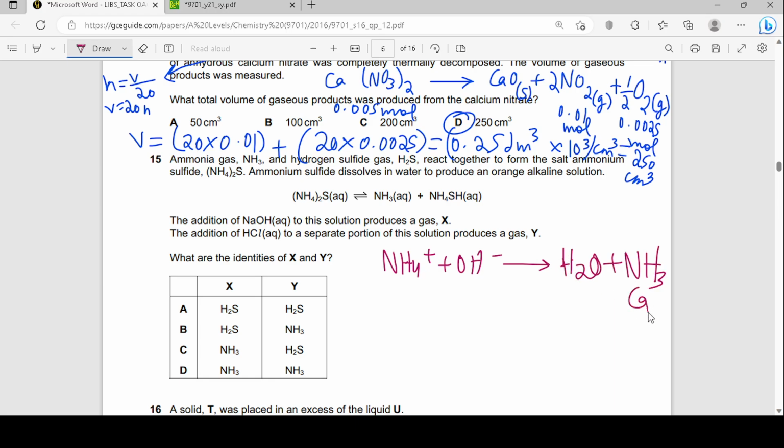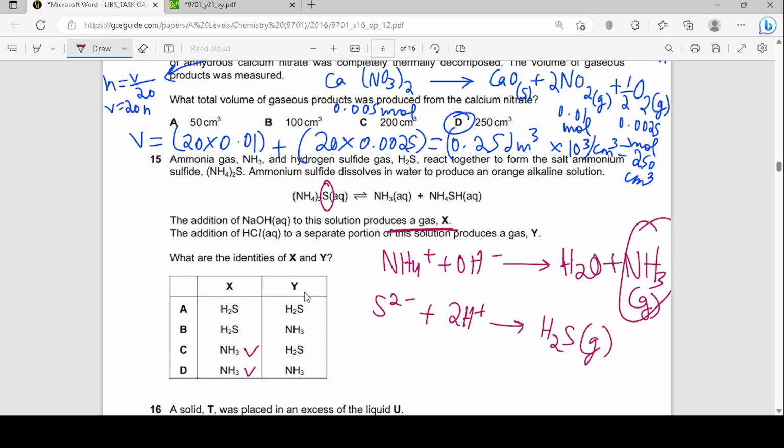So you get NH3 gas, and they're saying that a gas X is produced. So this must be the gas X. I'm going to say that X is NH3, and then for H2S, you could think of it as S2 minus plus 2H plus gives you H2S gas. They're saying for a separate portion of the solution, so it's H2S gas. So you tick this option and this option, and where do you have two ticks? You have two ticks here, so the answer is going to be C, right?